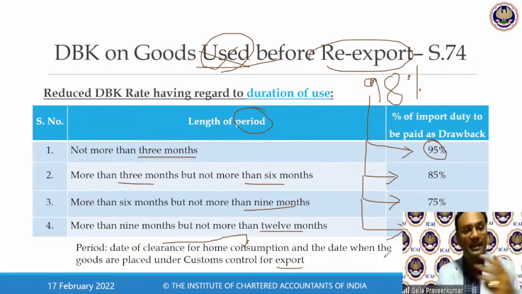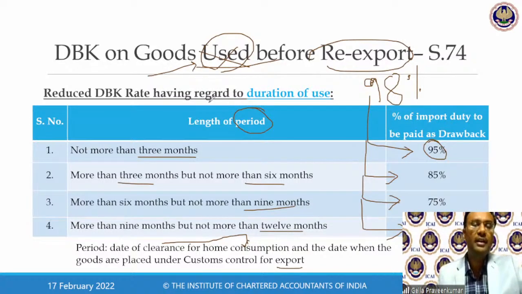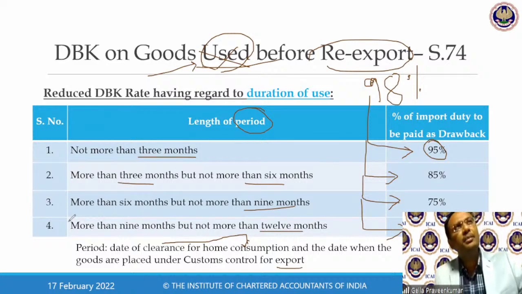So, in the examination, do I need to remember this? The answer is yes. We don't have a choice. They'll give you a scenario where goods are imported into India and have been used for a period of 14 months. When I look at the term 14 months, I should find out where it fits. Is it fitting in serial number 4? Serial number 5? Serial number 6?